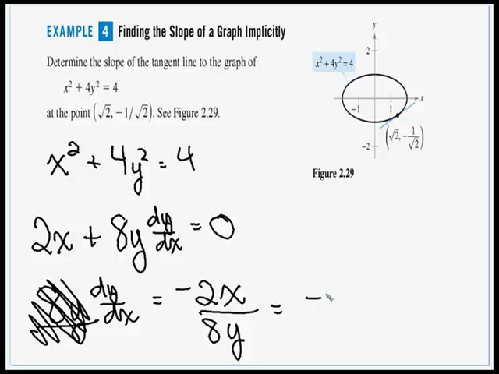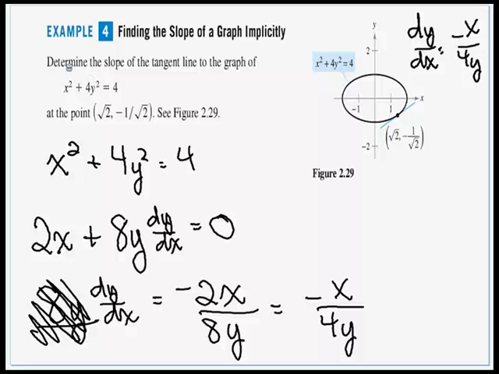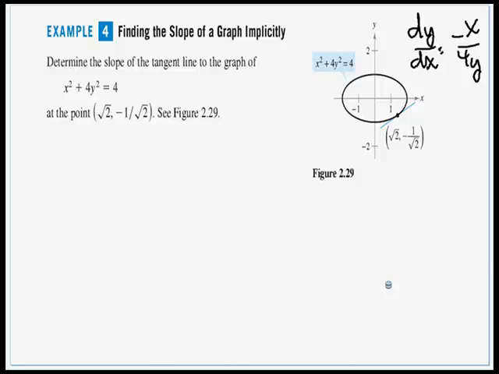We're going to have negative 1x over 4y, or negative x over 4y. So there is our derivative. Come up here and write it. dy/dx equals negative x over 4y. And now we want to use that to determine the slope of the tangent line at this particular point.